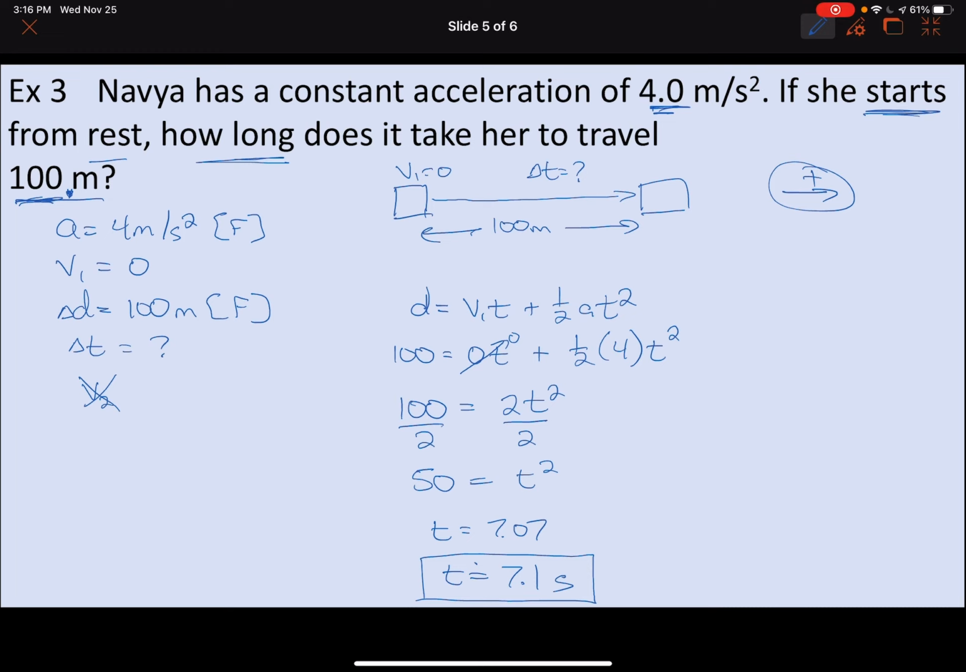But what we're doing is, I think it's really important, just make sure you do this. Identify what you know and what you don't know. That'll help you decide what equation. Don't forget to choose your positive direction. Again, that's really important. You'll get wrong answers if you don't.